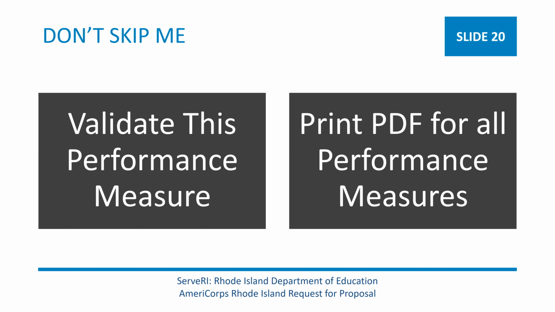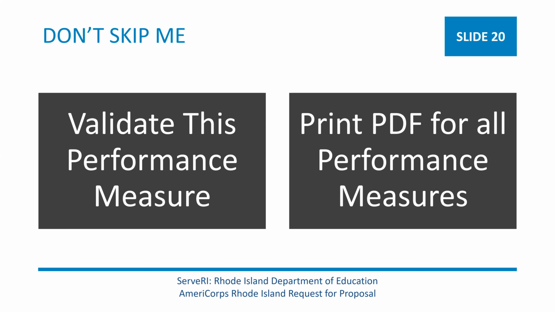Once your performance measure is in the system, and by the way, when you're in the actual eGrant system, you can save what you have done so far and then come back to it. You don't have to do it all at once. It absolutely saves things that you enter for you, and then you come back to them at a later time.